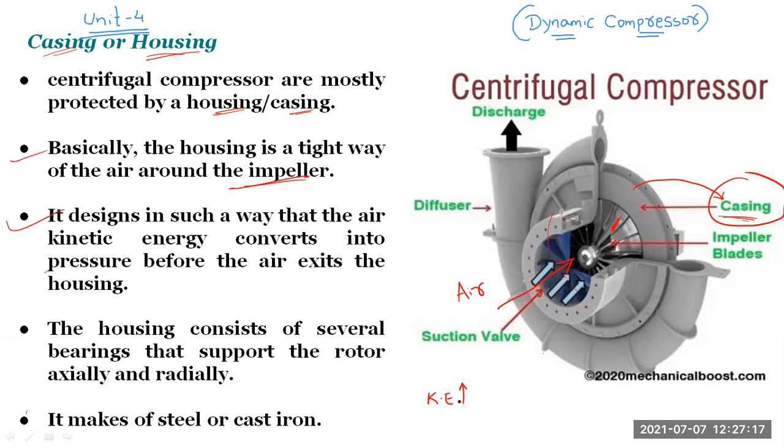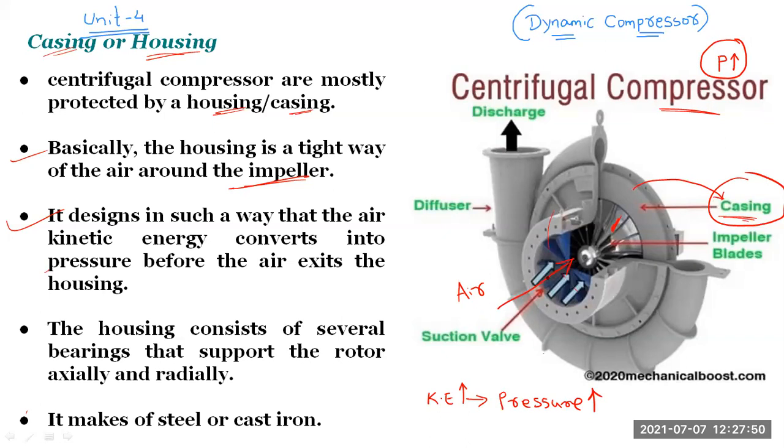So when this high velocity air strikes this casing, the pressure of the air will gradually increase, because we are studying the compressor. And what is the use of the compressor? The use of the compressor is that it should increase the pressure. That is our aim. That is the final aim. This should increase the pressure.